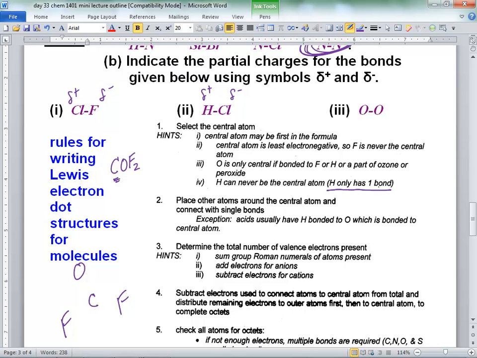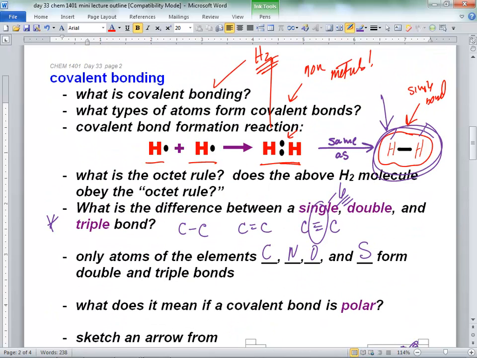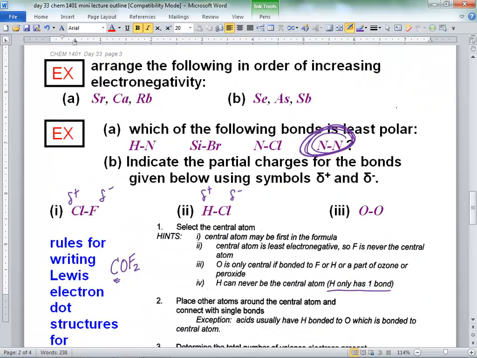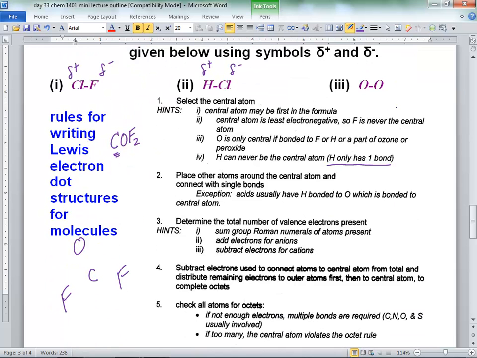Hydrogen only has one bond, so hydrogen can never, ever, ever be in the middle, even if they write them first. So hydrogen's done with one bond. And we kind of knew that way back up here. Hydrogen is done with one bond. He's got helium's configuration. So hydrogen can never be in the middle. Can never have more than one bond. Okay, so we did this. We placed everything else around it.